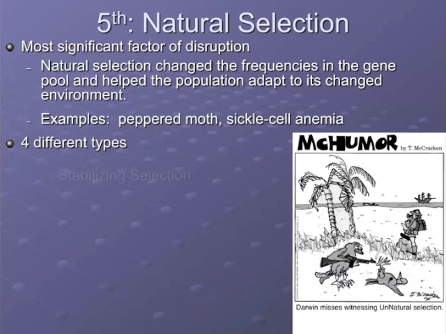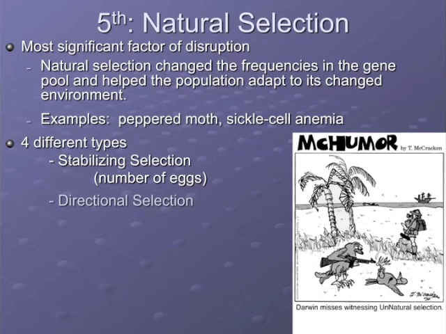And there are 4 different types of natural selection. Stabilizing selection, which is when the average is chosen for. Therefore, number of eggs in birds. You don't want to lay just one egg, but you don't want to lay too many eggs. So an average amount of eggs is a good idea, so that if one dies, it's not that big a deal, but you have enough food to actually keep those ones alive.